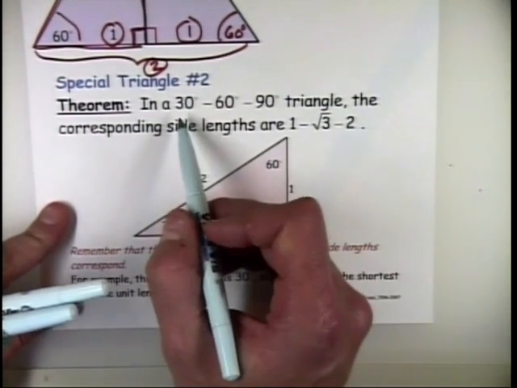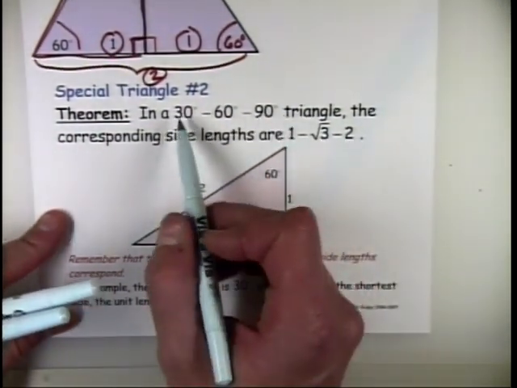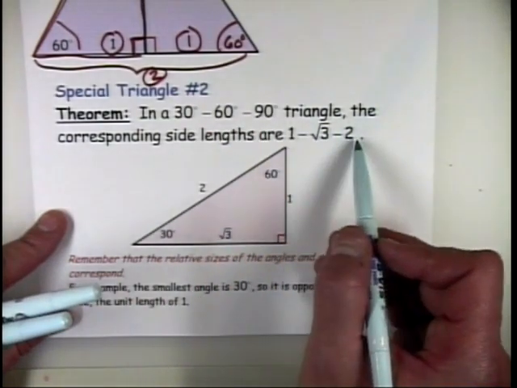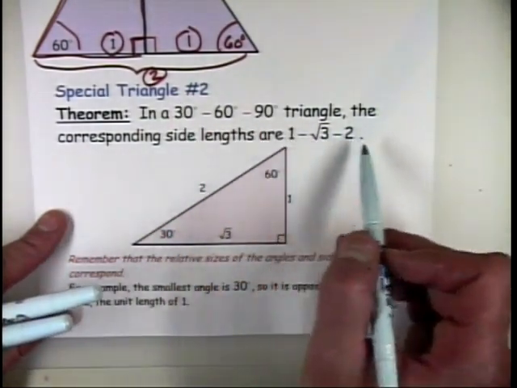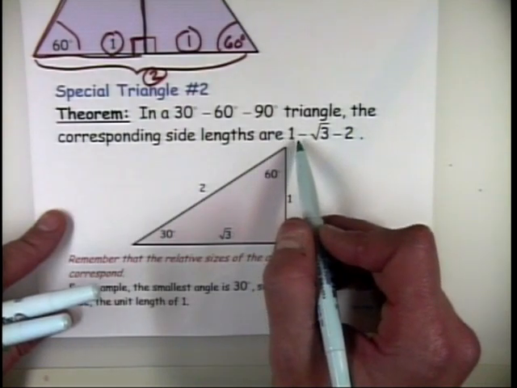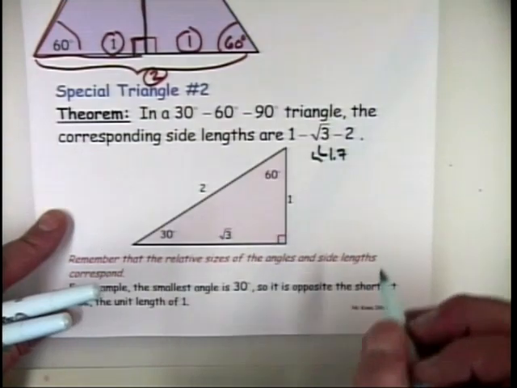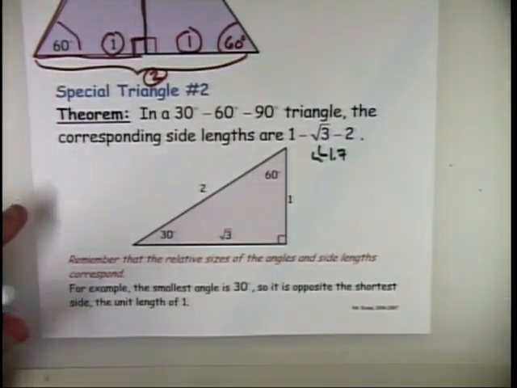So notice that the angles are listed now in increasing order. 30 is the smallest angle, then comes 60, then 90. The side lengths correspond. They're also in increasing order. 1 is the smallest, or unit length. The square root of 3 is about 1.7, and 2 is, of course, larger than 1.7.